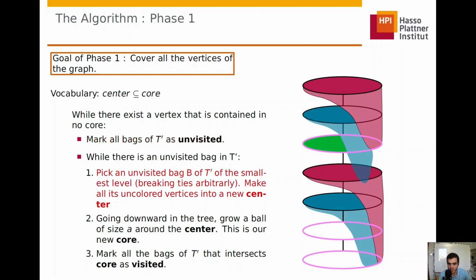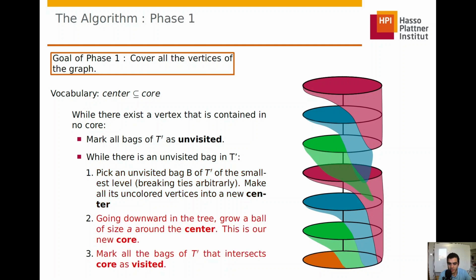The highest one gets a center. We grow a core around it downward. And again, we reiterate this process. And we finish with our fourth iteration, the orange one here. It has nowhere to grow a core because it's the most downward one. So we only have a center for this orange guy.